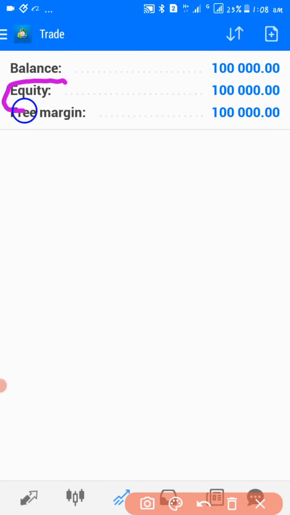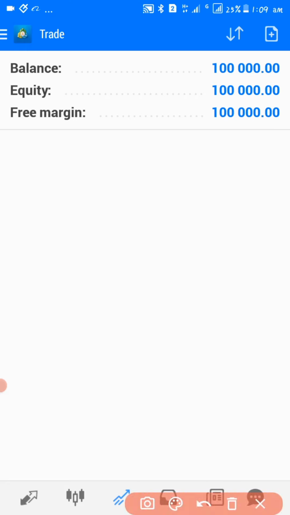The second one here, which is equity. Equity are floating profits and loss on top of what? Balance. You understand? Floating profits and loss on top of what? Balance. The last one, which is free margin. Free margin, they are funds, or let me say money required to open a position or to open a trade. Okay, for you to understand deeply what I'm explaining, let's quickly place a trade.